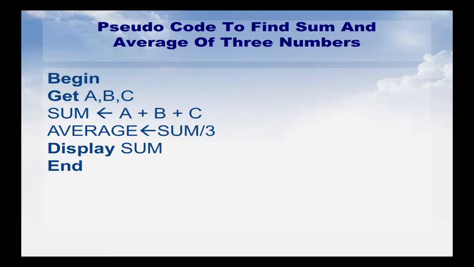Got it? Let us now write a pseudocode to find the sum and average of n numbers. Here you can see that this block of code begins with the keywords begin and end, and in the middle the first statement is get A, B, C, where A, B, C are the three numbers you get from the user as input. The second statement adds the three numbers and assigns to sum, and the third statement computes the average by dividing the sum by 3, because we are having three numbers as input, and the final statement displays the sum.